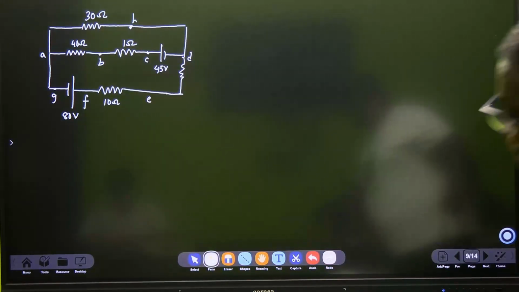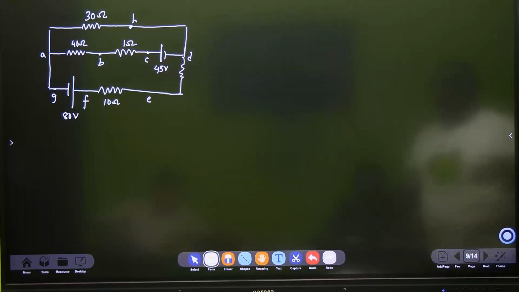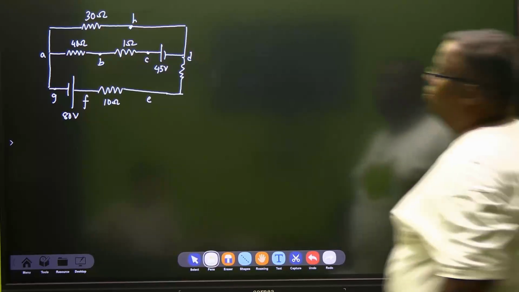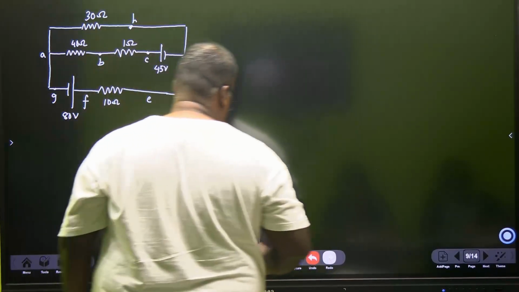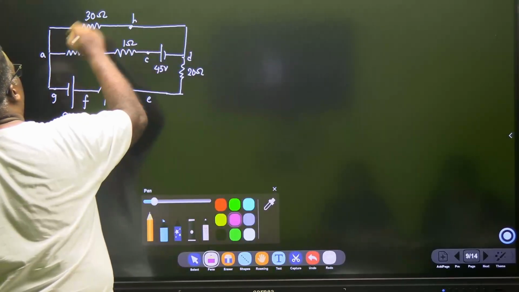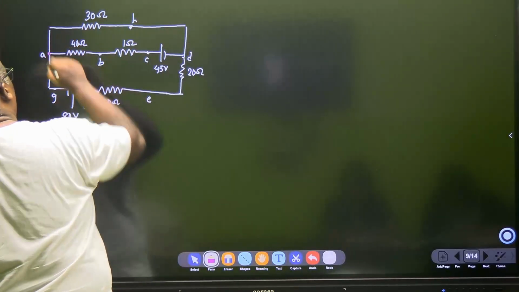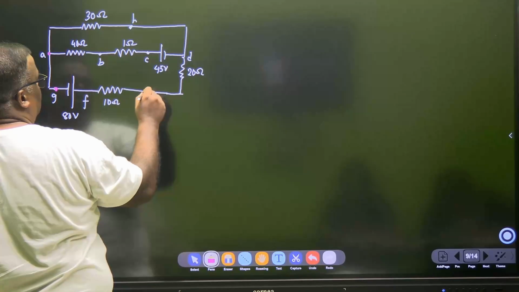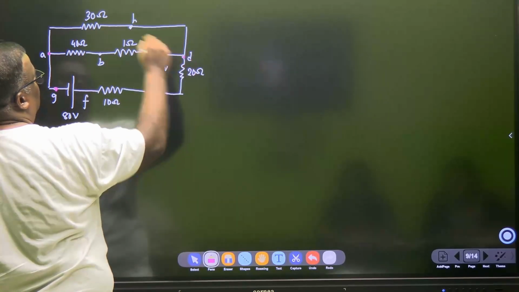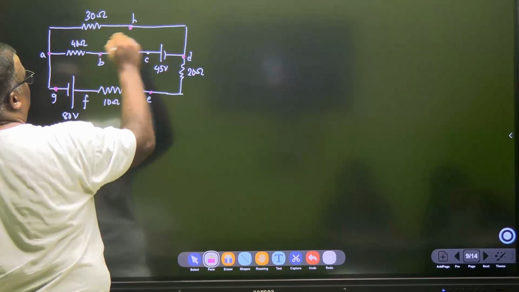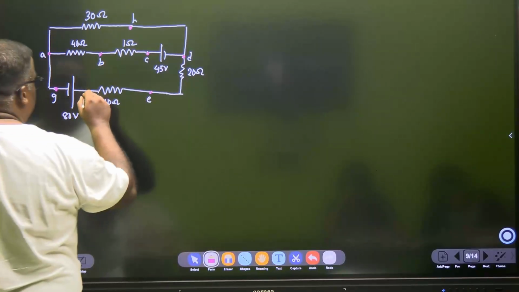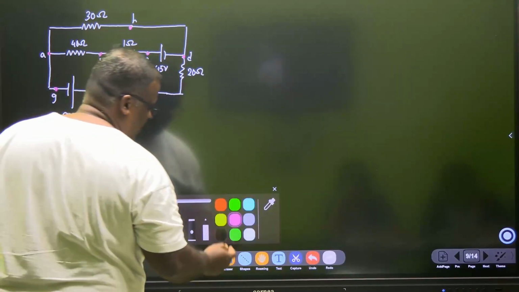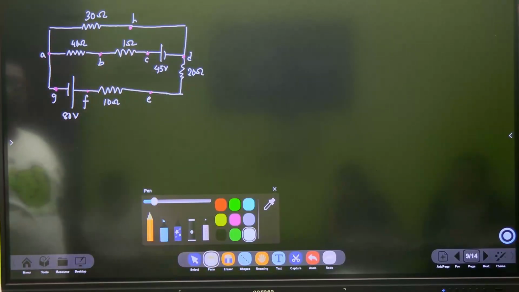Which one? On the right side? Yeah, 20 ohms. Okay. So these are how they have named it. Interesting, no? This is nice. So tell me, let's take one loop. Which one?